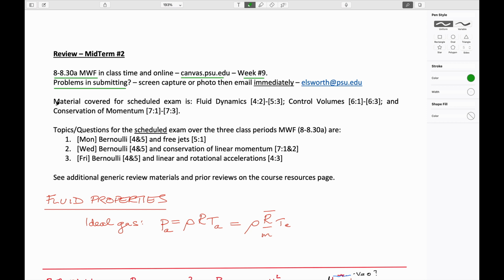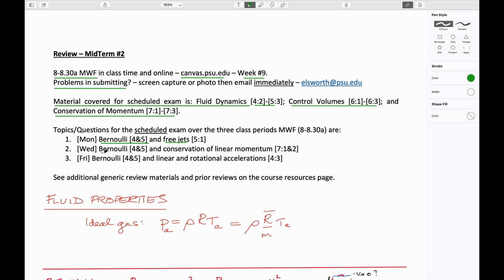Okay, the material covered in the second exam is Bernoulli, which is fluid dynamics, excluding accelerating static fluids, which is 4.1. So weeks 4 and 5. Mass conservation in control volumes and conservation of momentum in week 7. The individual questions are in this order on Monday, Wednesday, and Friday. On Monday, we'll talk about Bernoulli and free jets.